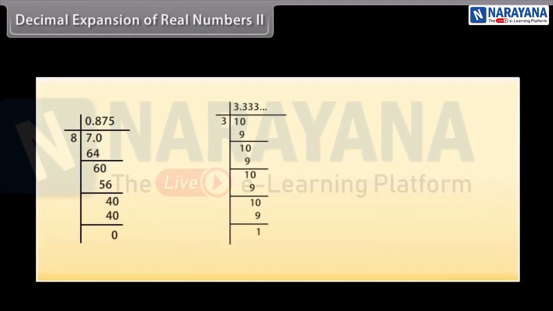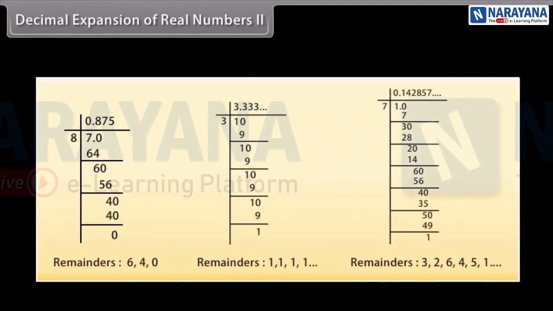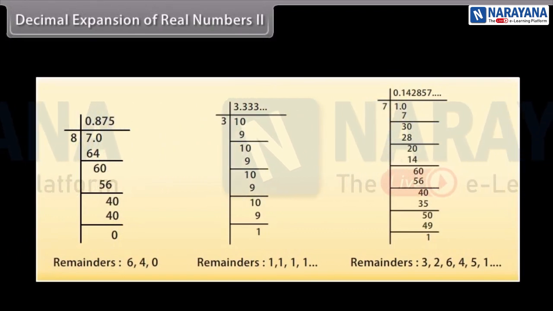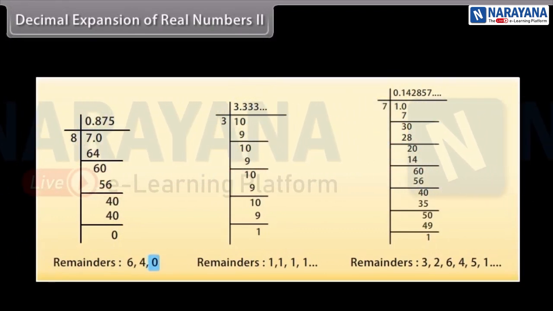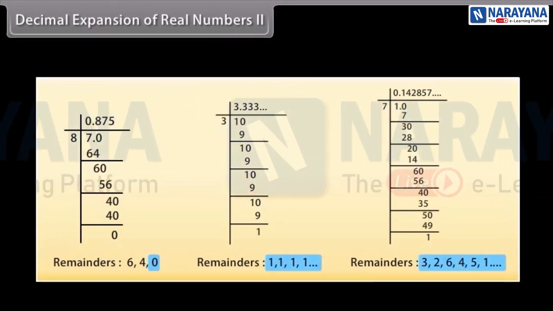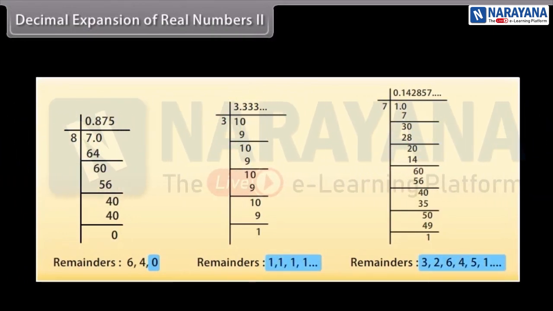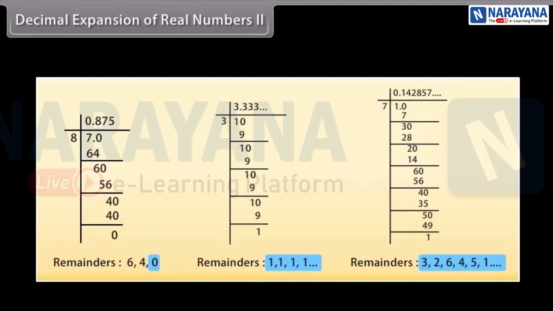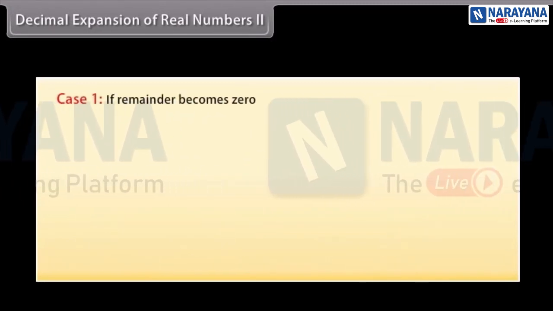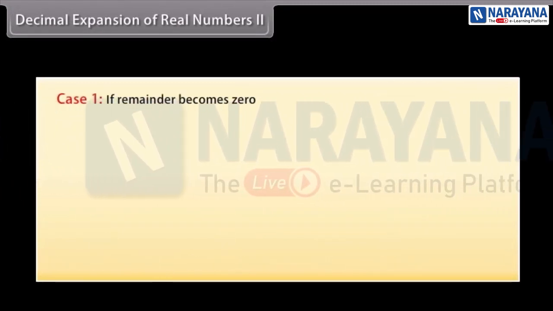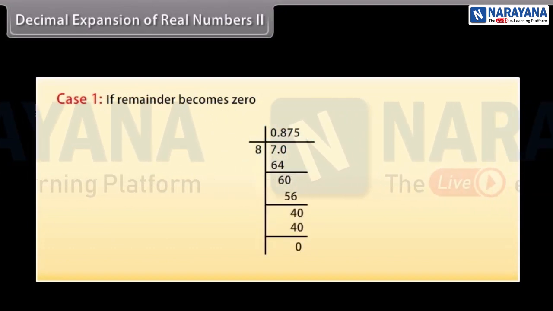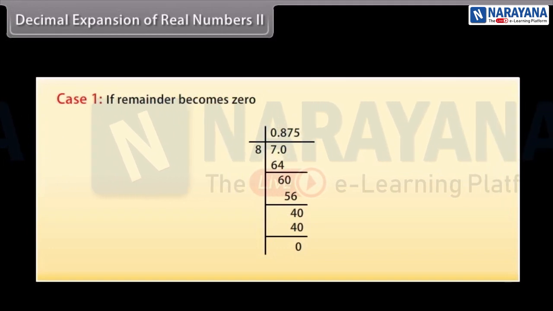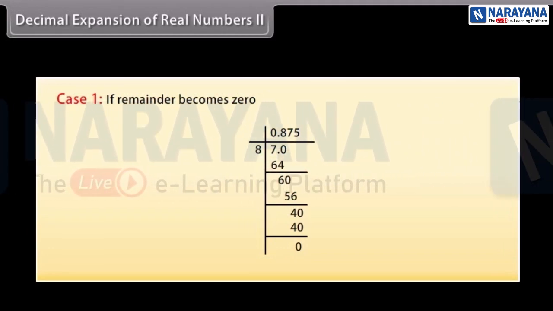Did you notice something here in all these examples? Notice that here the remainder either becomes 0 after a certain stage or starts repeating itself. Let us go through these cases one by one. Case 1 is, if the remainder becomes 0, then the decimal expansion ends after a finite number of steps. The decimal expansion of such numbers is terminating.